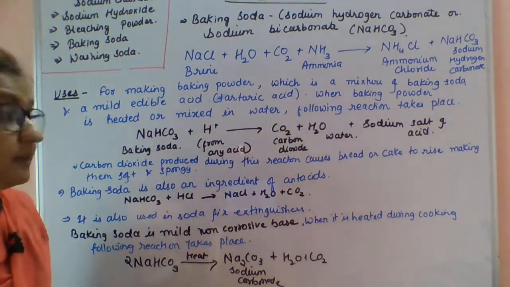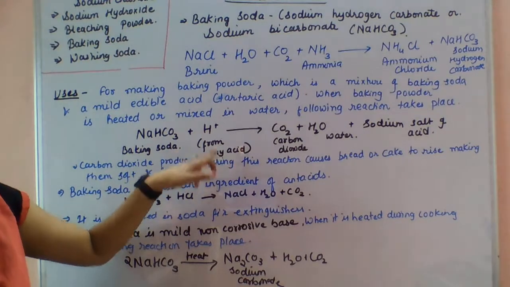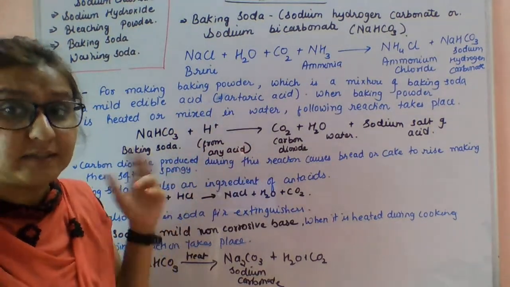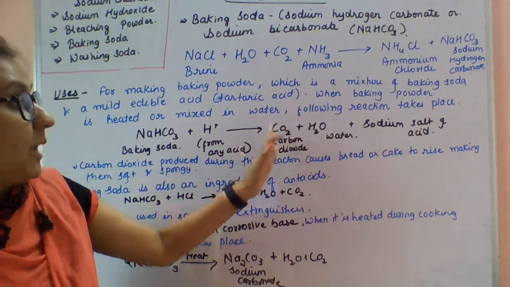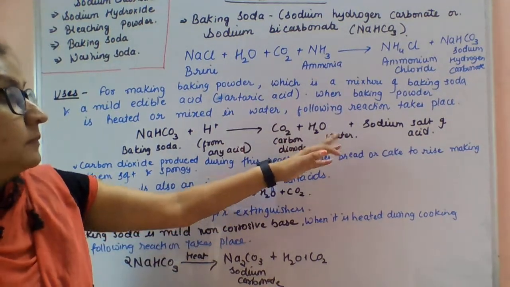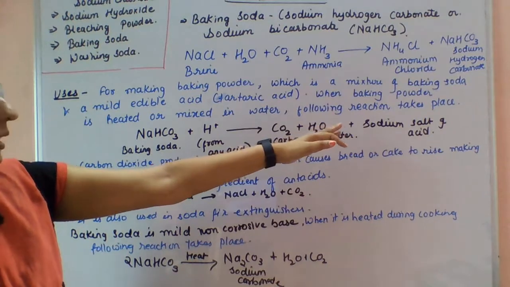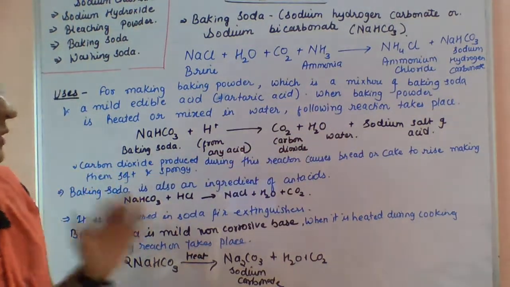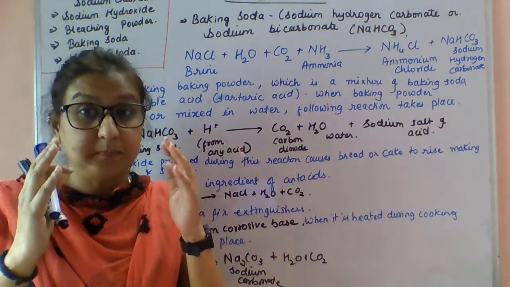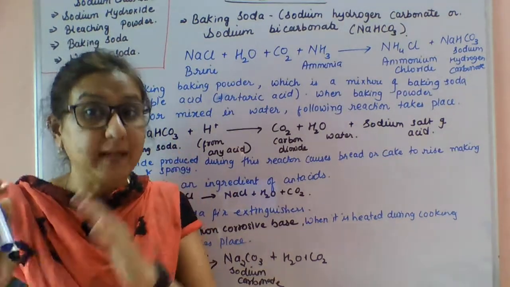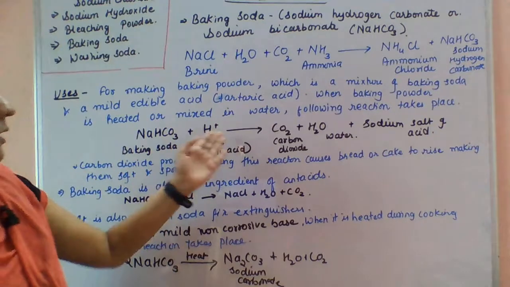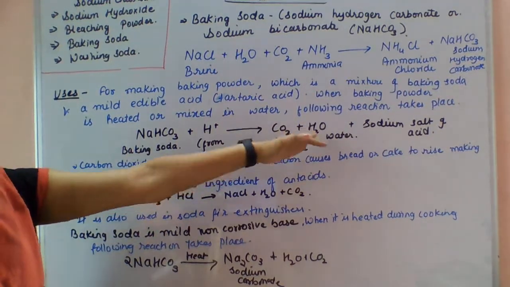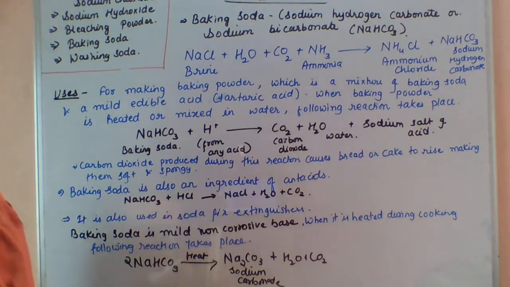The following reaction will take place. Baking soda, if we add it to any mild acid, that is tartaric acid, will yield carbon dioxide, water, and the sodium salt of the acid. So, clear: when baking soda is mixed with a mild edible acid, it will yield CO2, water, and the sodium salt of the acid.